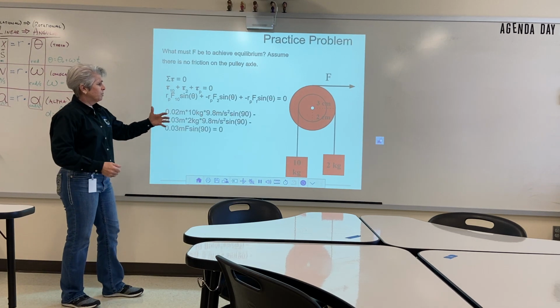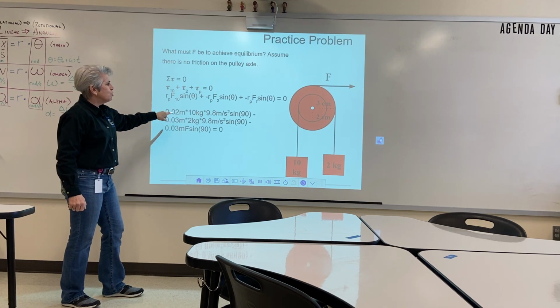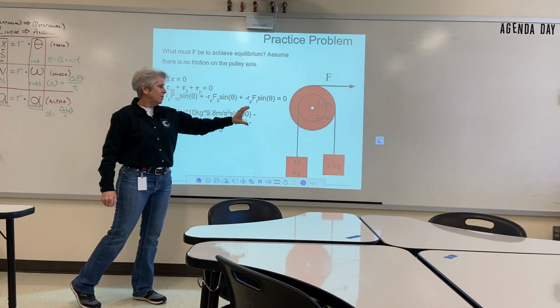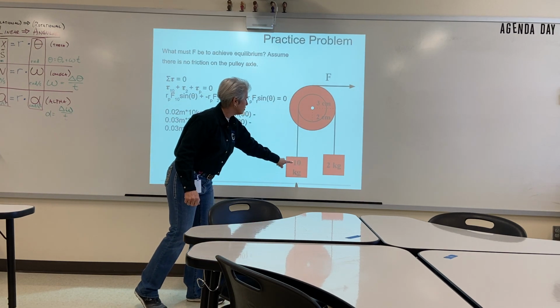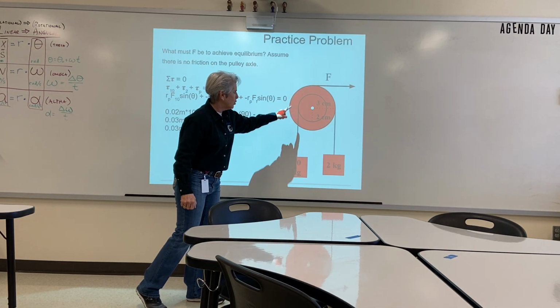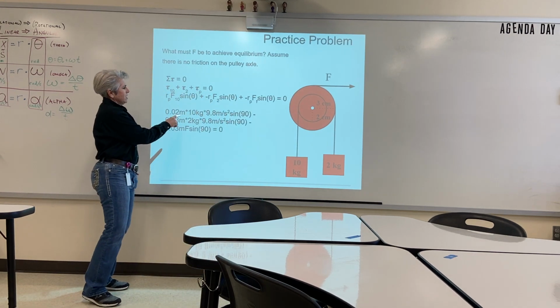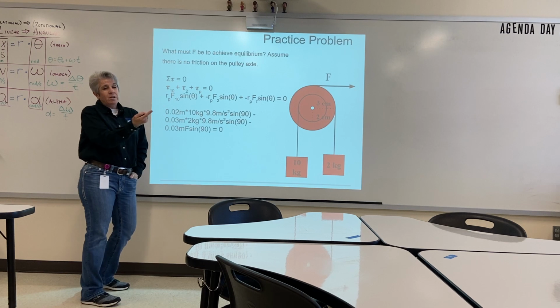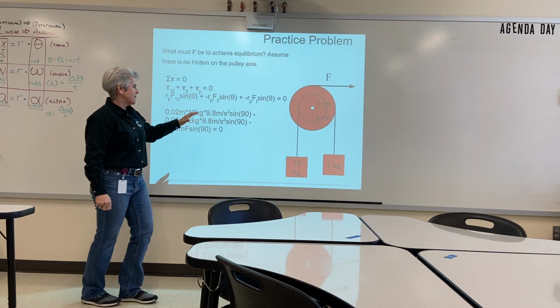So now we simply plug these numbers in, right? We've got 0.02 meters, so that's the 2 centimeters, because our big mass, the 10 kilogram mass, is connected to the inner wheel, and that has a radius of 2 centimeters. So 0.02 meters times 10 kilograms times gravity, right? In this case, they're using 9.8 for gravity, no problem, times the sine of 90.